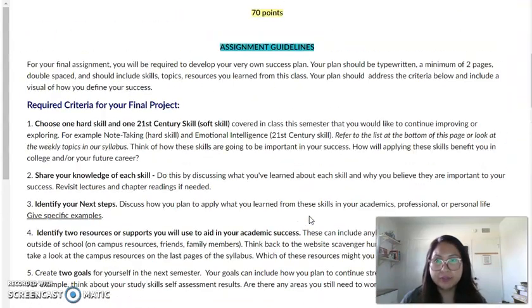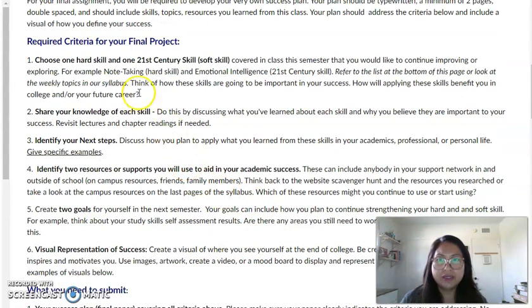So going back up here, again, number 1 is you identifying 1 hard skill and 1 21st century skill that you would like to improve on or continue exploring. And I want you to think about how these skills are going to be important in your success and how it will benefit you in college or even in your future career.